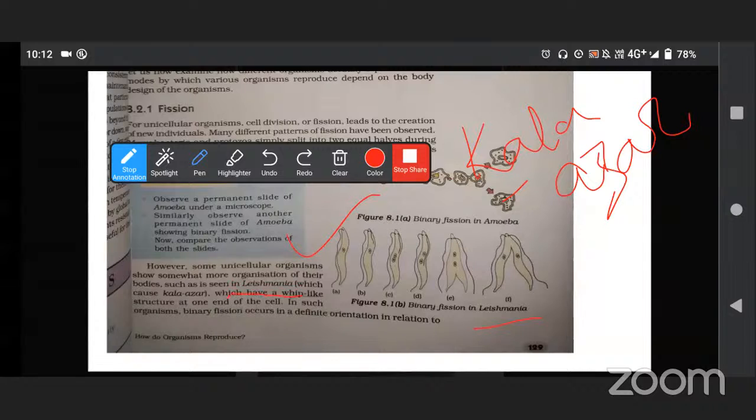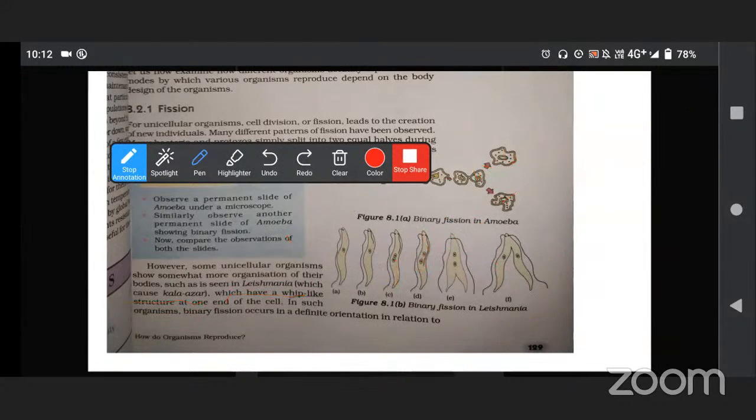Leishmania, which causes Kala-Azar. Important question, remember this: Leishmania causes Kala-Azar. So its structure is whip-like. Whip means, all of you see, they have one hair-like structure here. Suppose this is a Leishmania and one hair-like structure. This is known as a whip-like structure.